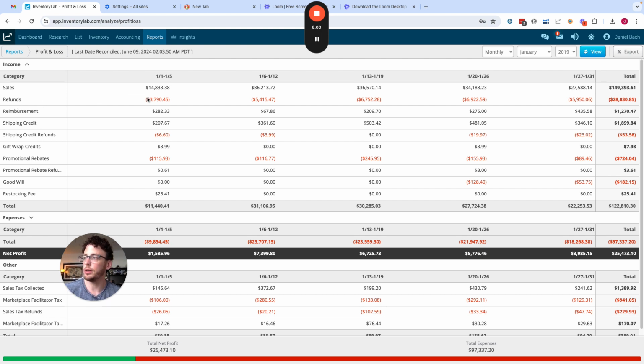Now this next line is very important. We had refunds, as you can see highlighted here in red. These are expenses essentially, or money going out, of $3,790.45 for the first 5 days of the month, from the 1st to the 5th. Then the following week, $5,415.47, then $6,752.28 for the following week after that. And then from the 20th to the 26th, it was $6,922.59. In the last couple of days of the month, we had $5,950.06 in returns.